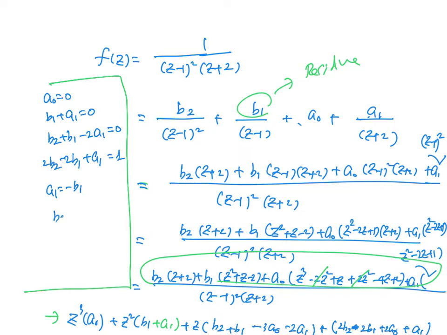So P2 plus 3B1 is 0, 2B2, A1 minus 3B1 is 1, right? So P2 is minus 3B1. So minus 6B1 minus 3B1 is equal to 1. So B1 is minus 1 over 9, right? And so, the result of the residue evaluation, you can check with the partial fraction expansion. So you can now have this formula, right? Okay.